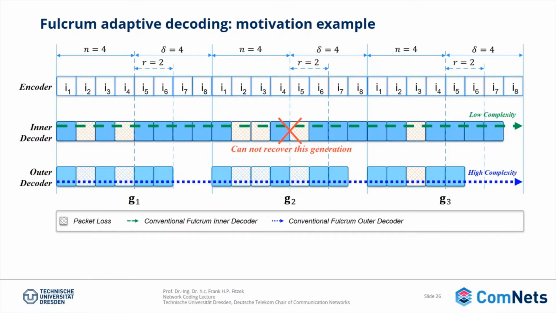Another problem is that when the loss in the channel changes, sending feedback from receiver to sender is impractical in some specific scenarios, such as broadcast communication. Therefore, some generations cannot recover the original packets due to the lack of received coded packets, like generation G2 with the inner decoder here.